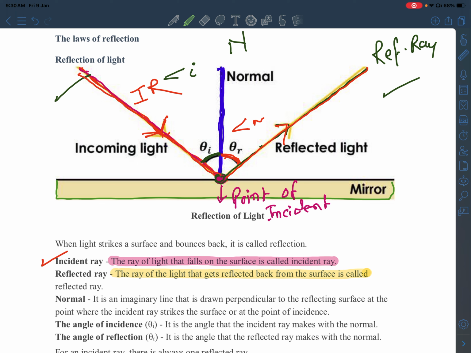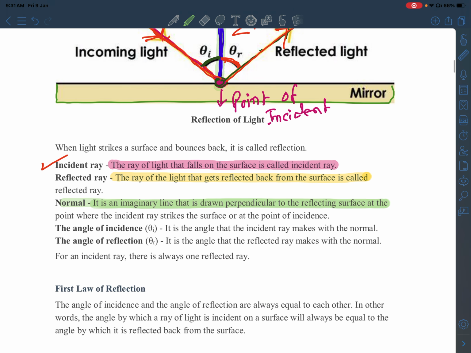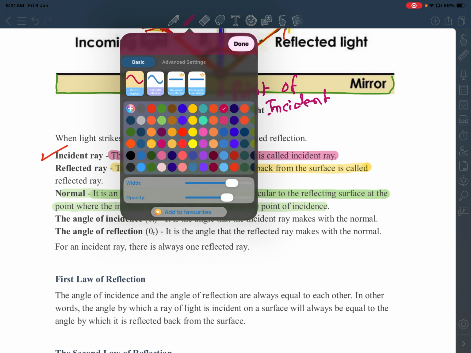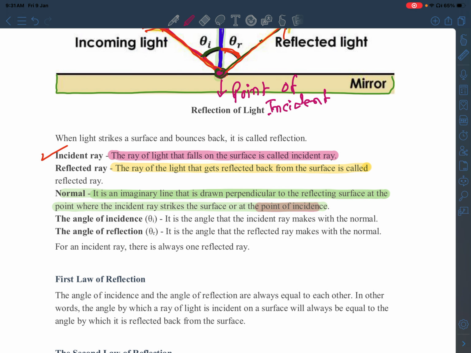Next one, the normal. It is an imaginary line drawn perpendicular to the reflecting surface. Next, the point of incident. The point where the light strikes is called the point of incident.